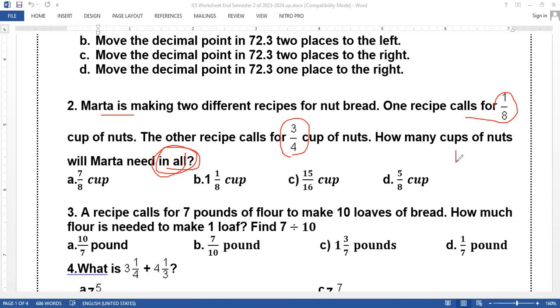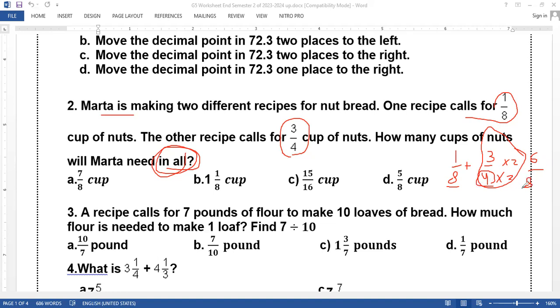How do I add these 2 fractions? 1/8 plus 3/4. To add or subtract fractions, we need to have the same denominator. Here the denominator is 8, here the denominator is 4. So I need to make them the same denominator. If you multiply this fraction by 2, up and down, it changes to an equivalent fraction: 3 times 2 equals 6, 4 multiplied by 2 equals 8. So now 3/4 becomes 6/8.